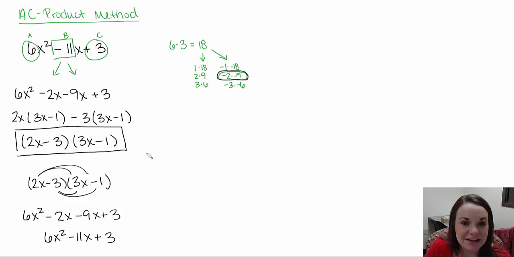So try this method out next time you have a polynomial with this. It works great if you have an A term that's not 1. And this is a really slick and simple way to go through factoring.